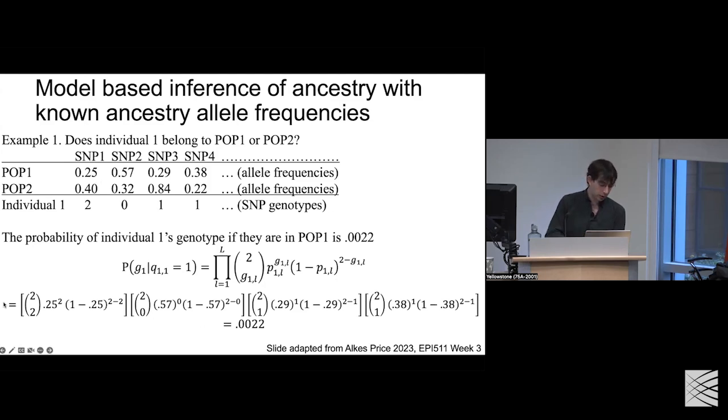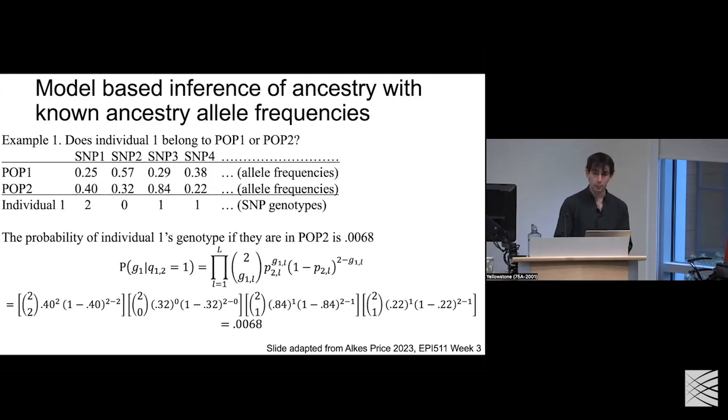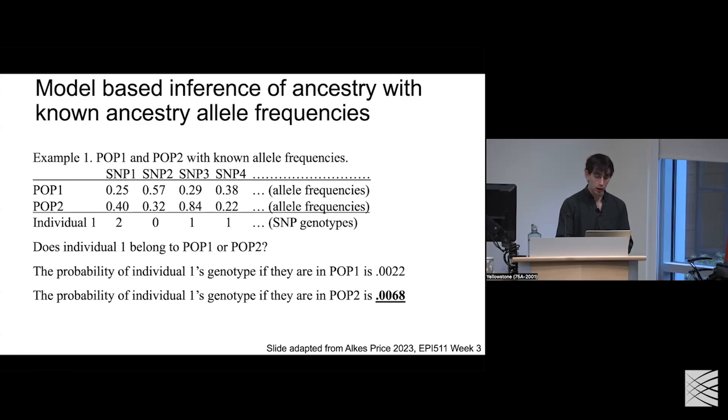And then we end up with some equation, which we can evaluate numerically, and we get 0.022. So that's the probability that individual 1's genotype would occur if they're in population 1. And then we'll do the exact same thing for population 2. So now we're just plugging in these allele frequencies from population 2 instead of the allele frequencies from population 1. And then we just compute what that number actually is. We get 0.0068. And so we have these two numbers, and we can see that the probability of individual 1's genotype is higher if they're in population 2. And so our estimate is that this individual is probably from population 2.